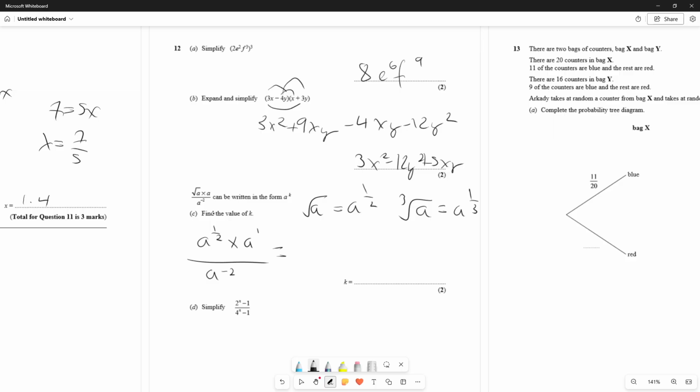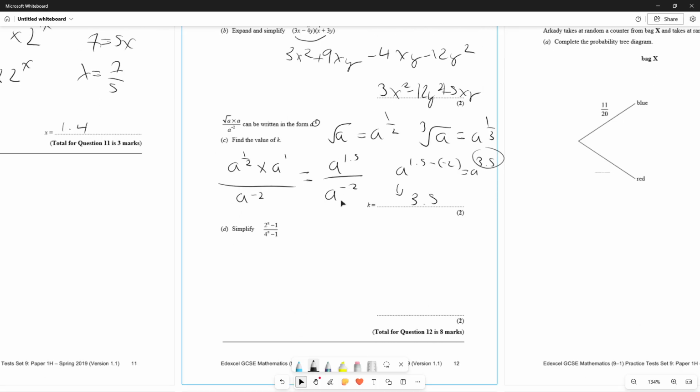So when we multiply, we have to add the powers. So we have a to the 0.5 plus 1 is 1.5. And we could just leave it as 1.5 actually, over a to the minus 2. When we divide, what this means is we have to subtract the powers. So we have 1.5 minus 2, so we're adding. So you get 3.5. And that is the k, because that's what we're looking for.